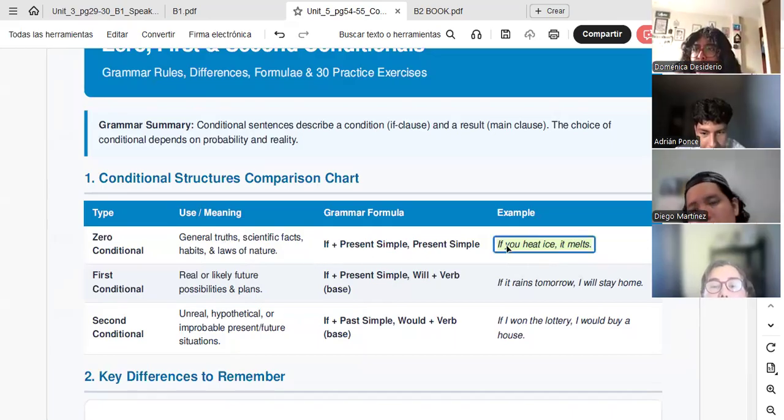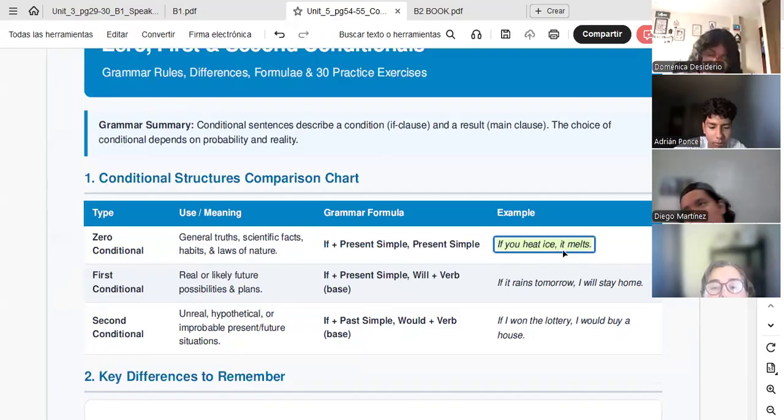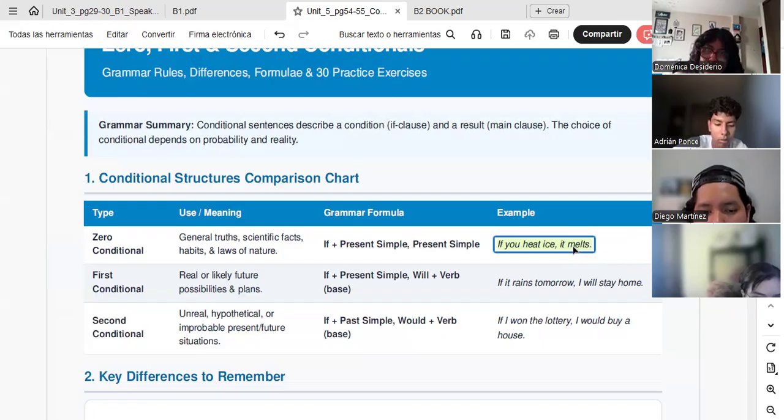So, notice, present simple and then present simple. Until the comma is the conditional clause o the if clause. ¿Sí? La cláusula de condición. After the comma is the main clause o el resultado. So, si esto pasa, si esta condición se cumple, el resultado es este. If you heat ice, it melts. Y eso es 100% verídico, 100% comprobable, 100% va a pasar. So, zero conditional. ¿Ok? Zero conditional is extremely easy. So, present simple plus present simple.